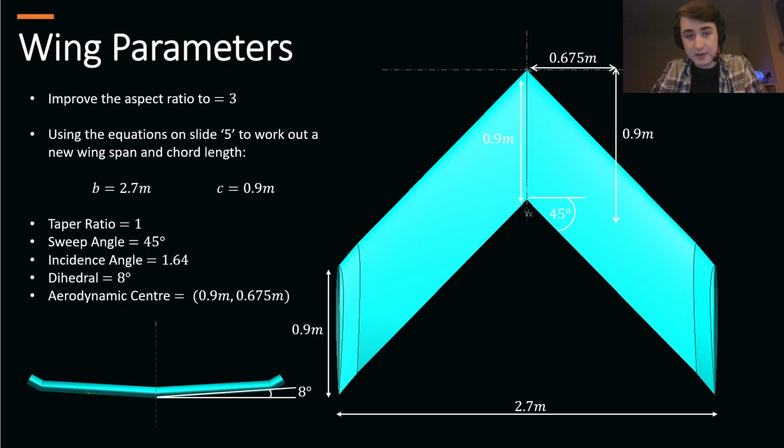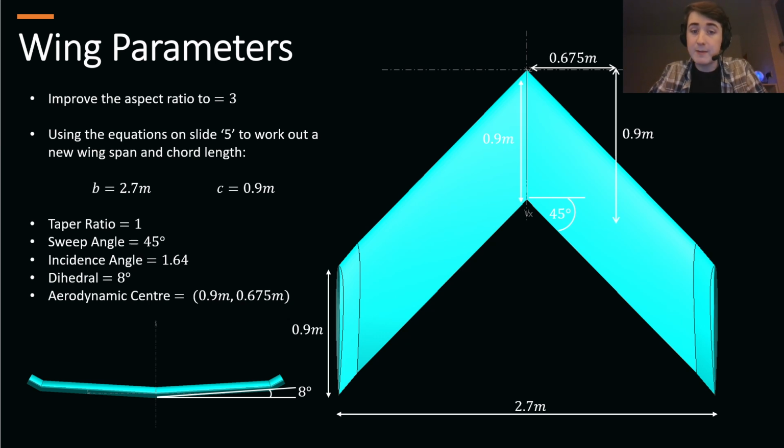So back to the aspect ratio. I reduced the aspect ratio down to a value of 3, which is a similar aspect ratio for general aviation aircraft. So then this gave us a new wingspan of 2.7 meters and a core length of 0.9 meters, which is much more suitable. So the final thing to do is determine the final shape of the wing, like calculating its wing taper ratio, sweep, incidence, and dihedral angles.